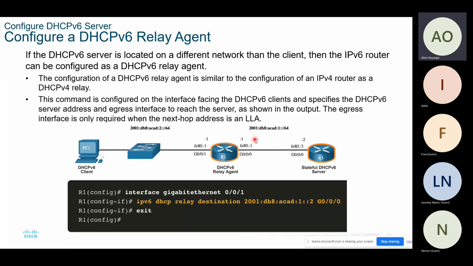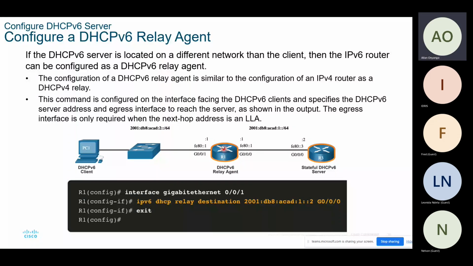We did say that, yesterday we talked about IPv4. You say that in IP version 4, wherever the server is on a different network than the client, this is the stateful DHCP server, and this is the client device. And they are on two different networks, and they are separated by this router R2.